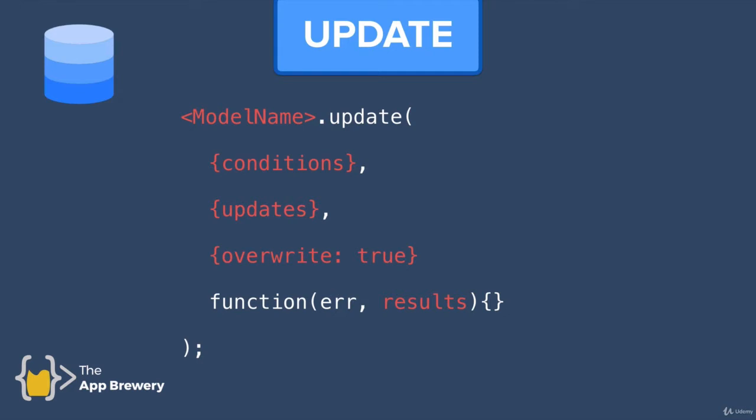And this tells MongoDB that we want to overwrite the entire document with what is specified in the update. Now, if we leave this part out or leave it as false, then it will only update a particular field. And we're going to see this very, very shortly. So let's put this into action and show you what I mean.